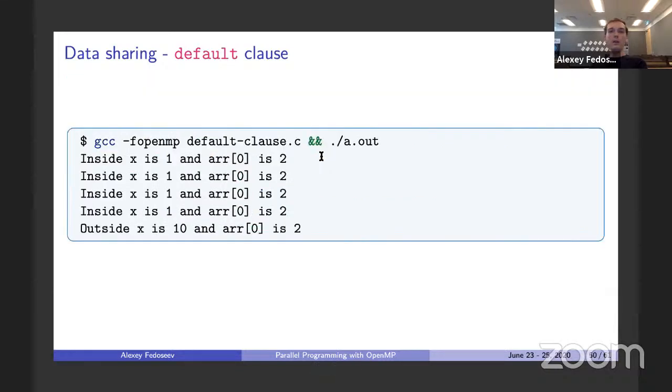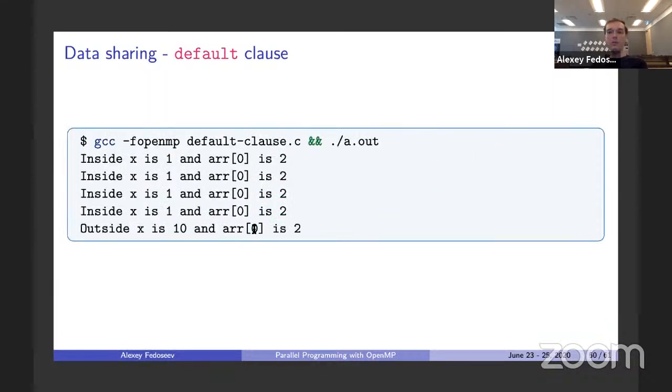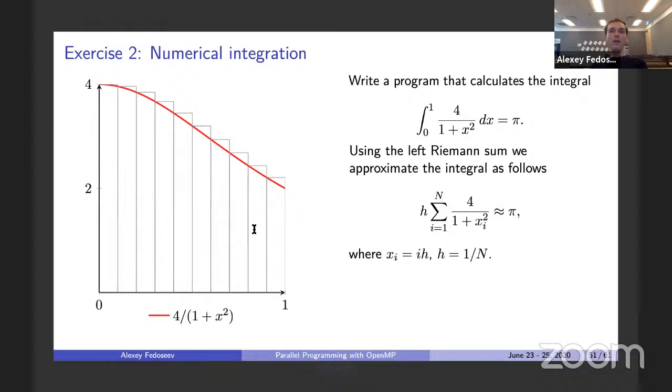So as you can see here, after I specify that X is private and my array is shared, I recompile my code and everything is good. That's pretty much all that I have for today.